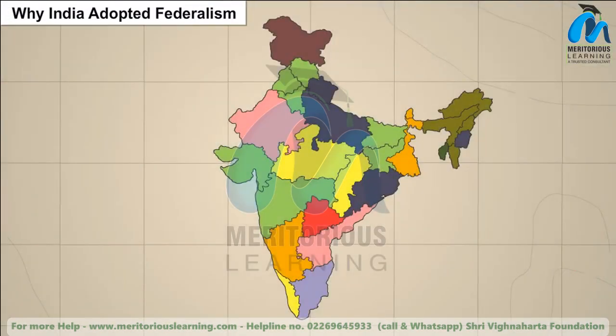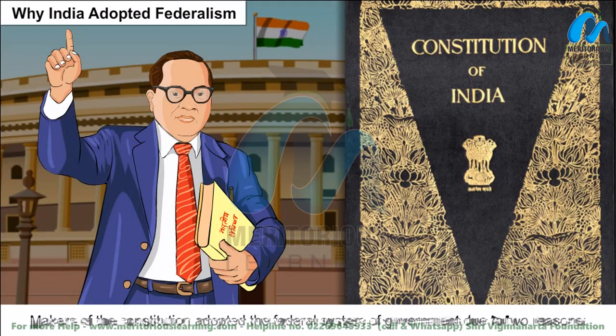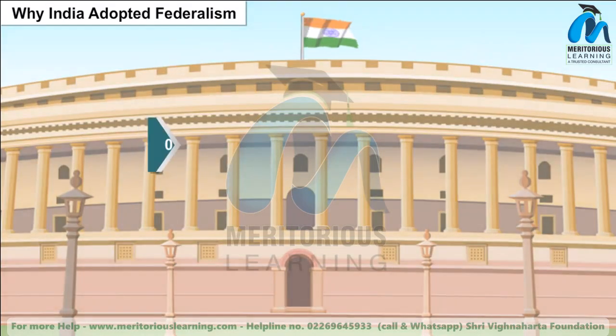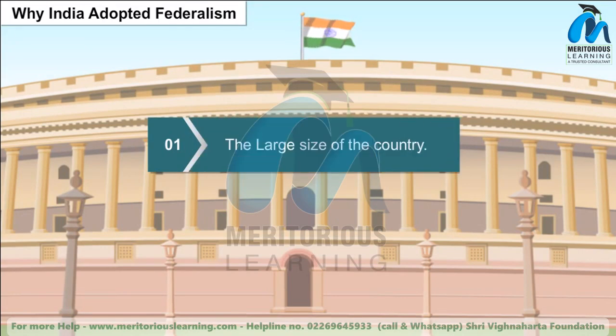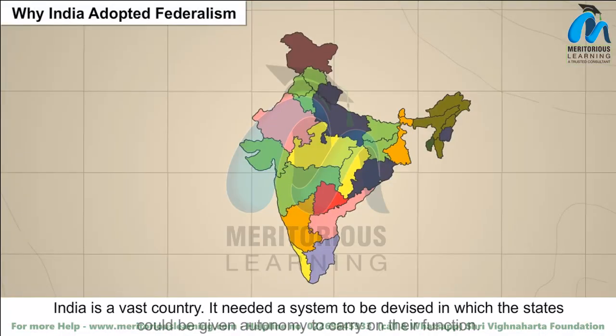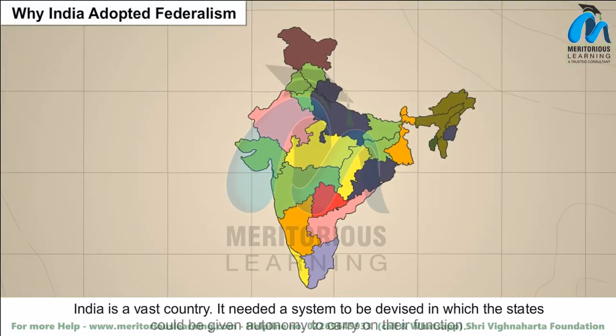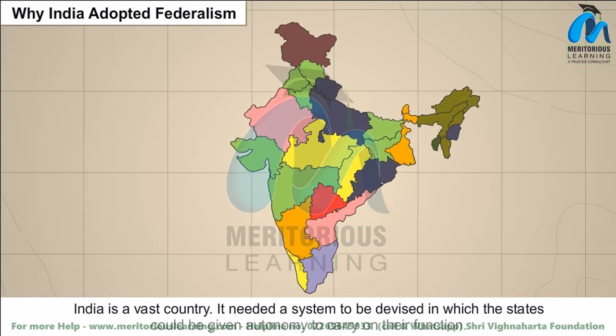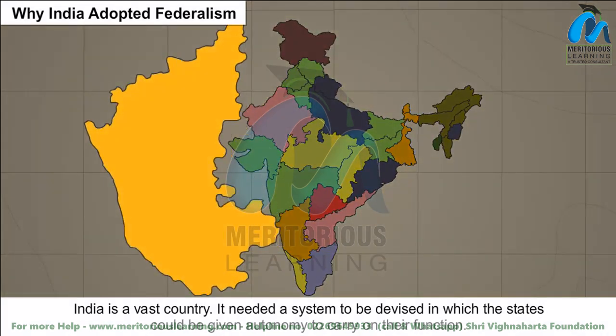Why India adopted federalism? Makers of the Constitution adopted the federal system of government due to two reasons. One, the large size of the country. Two, regional and linguistic diversity. India is a vast country. It needed a system to be devised in which the states could be given autonomy to carry on their function.